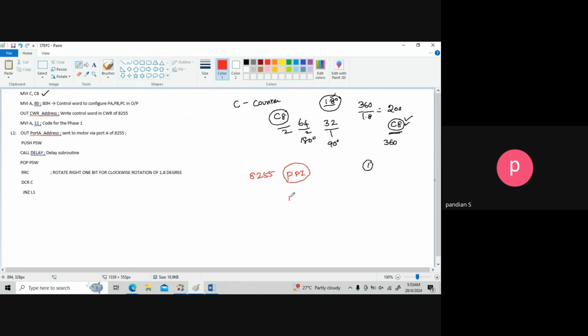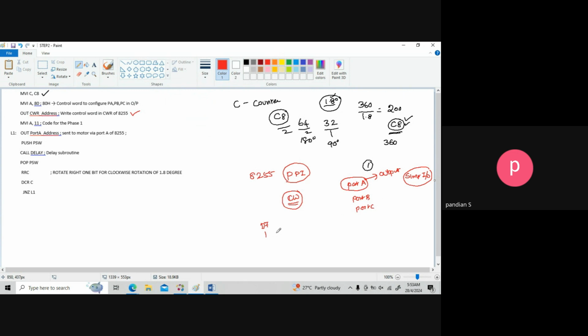So we have the control word. In that control word we configure port A, port B, port C. Here we are using only port A, so you have to concentrate on configuring port A as an output port, and also in I/O mode. For I/O mode, the first bit D7 is 1 for I/O mode. Then for group A control, mode 0.